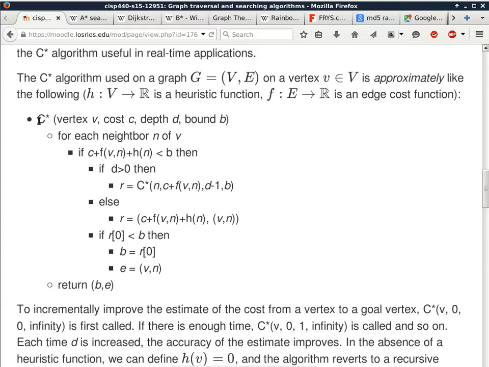The C-star algorithm is recursive, and it is also successive. So by changing depth, which is represented by the variable d here, you can say, okay, I really don't know how much time I have. So I will set d to 0 first. What it will do is only explore the immediate neighbors of the initial state, and then use the heuristic function of each one to figure out which way may be the best way to do it.